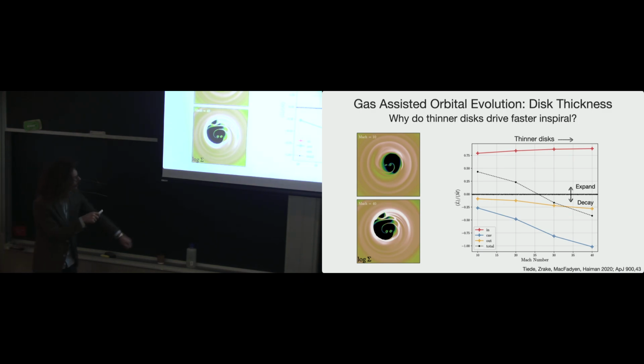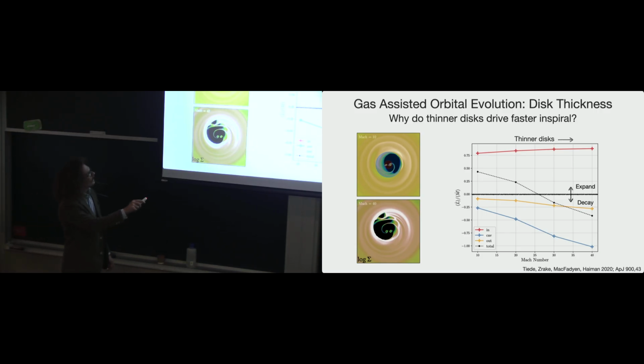I think a pretty nice explanation of why that happens can be seen from this plot, where we take these density profiles and cut them up into different regions. Essentially, an inner part in red, an outer part in yellow, and an in-between part that's tracing the streams in the cavity in blue. And now we measure the torque from the gas onto the binary in each of those regimes.